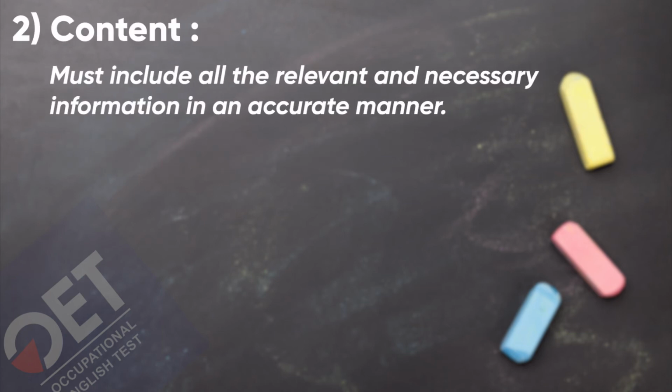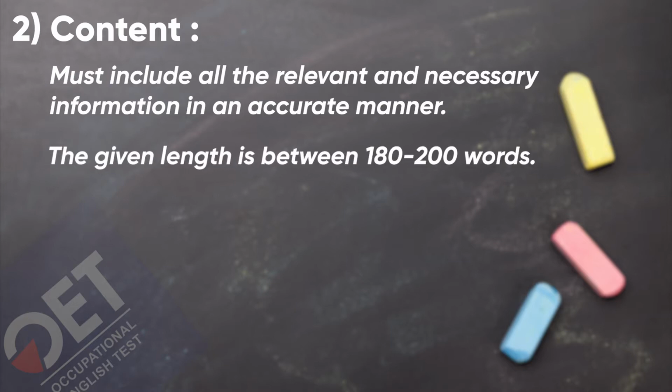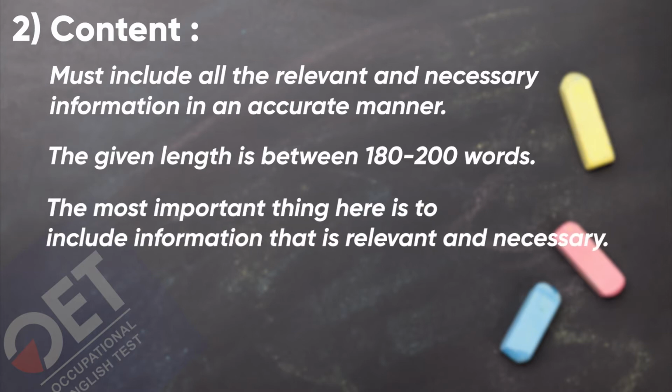Second is the content. Here you must include all the relevant and necessary information in an accurate manner. In this part of the letter, you can score highly, provided that you write the required length. The given length is between 180 to 200 words. The word count itself is a guide, and you will not be penalized for writing below the word limit or over it. The most important thing here is to include the information that is relevant and necessary. For this, you need to analyze the case notes very properly.